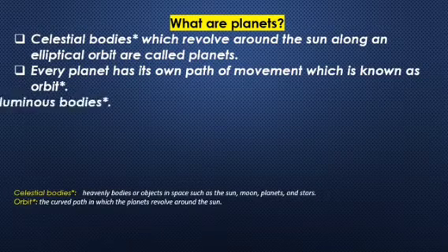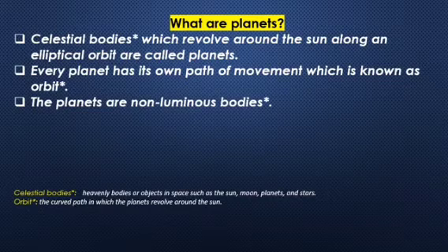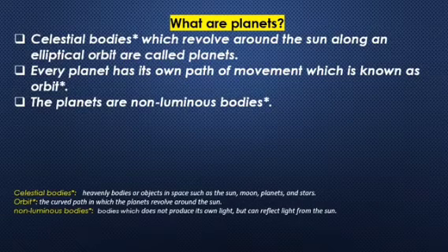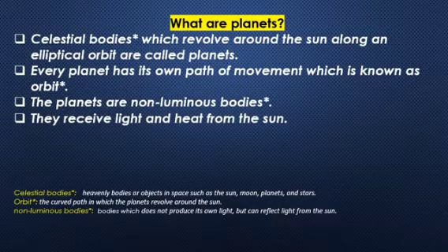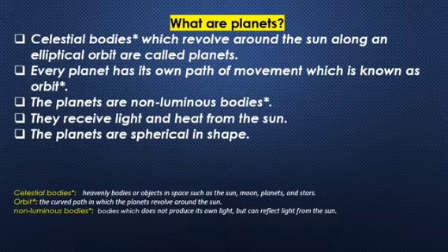The planets are non-luminous bodies. Non-luminous bodies means which does not produce the light of their own but can reflect the light from the sun. Planets receive light and heat from the sun. The planets are spherical in shape.